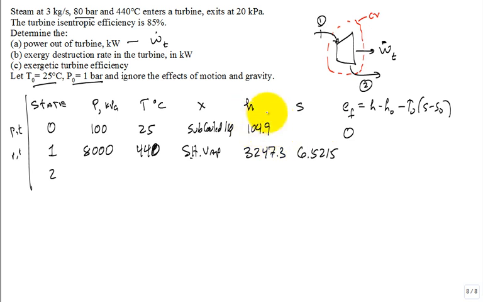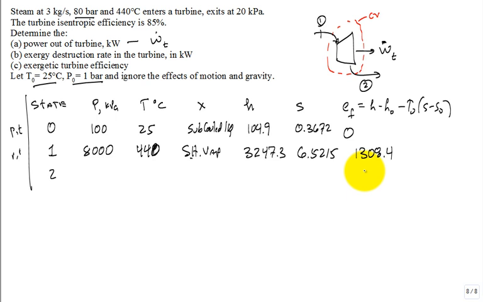Now, because I went and calculated H naught to be 104.9, isn't this H naught right there? And S naught to be 0.3672. I can also just calculate the flow exergy of the inlet stream. It's 1308.4. I'm going to need that for parts B and C.